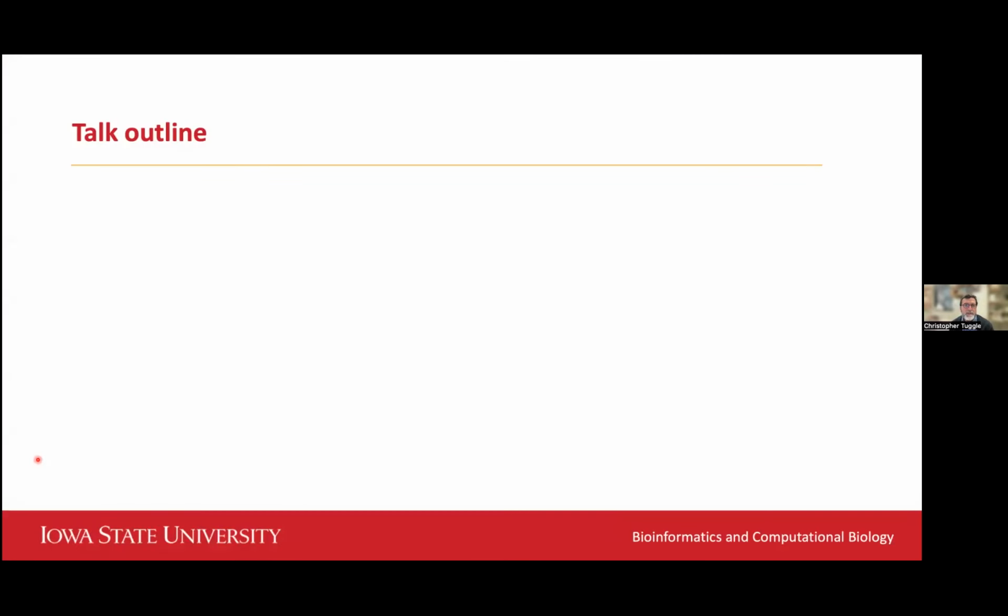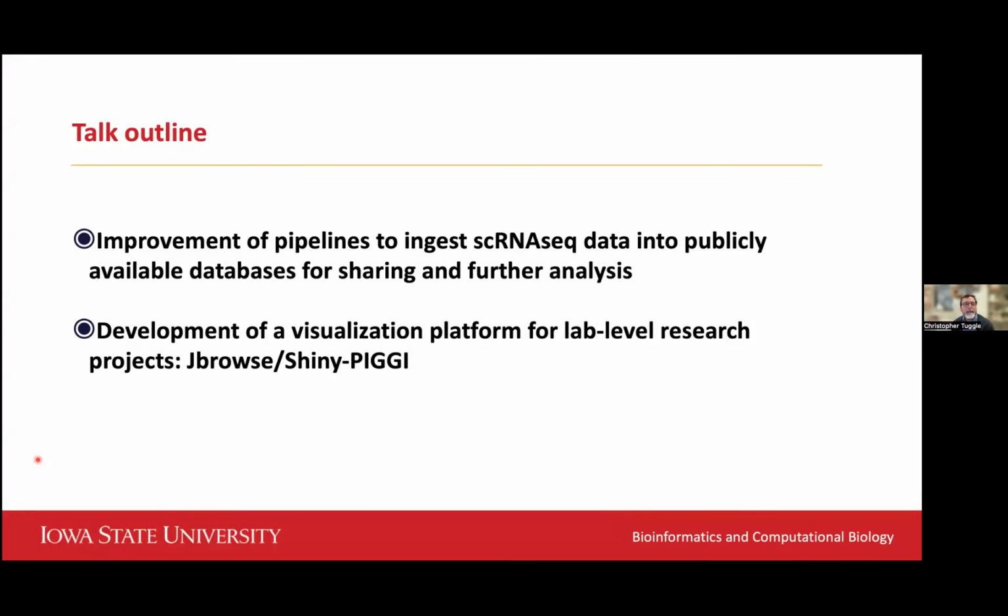Just to give you the talk outline, we'll cover 2 points: improvement of pipelines in order to ingest single cell data into publicly available databases for sharing and further analysis. And second, development of a visualization tool or platform for lab level research projects, and talk about 2 of those, one using JBrowse and another one using Shiny in order to visualize the data in 2 different ways.